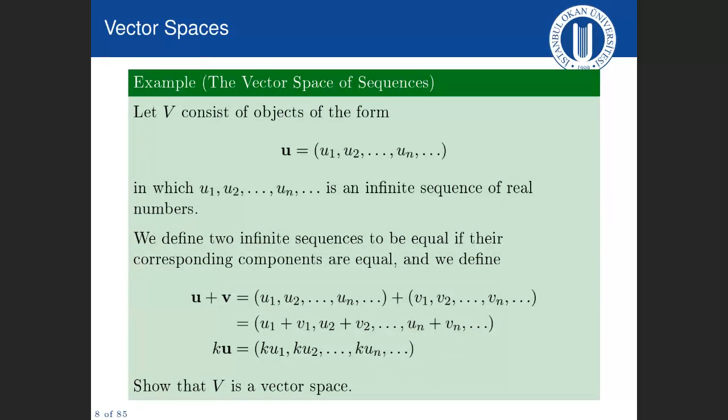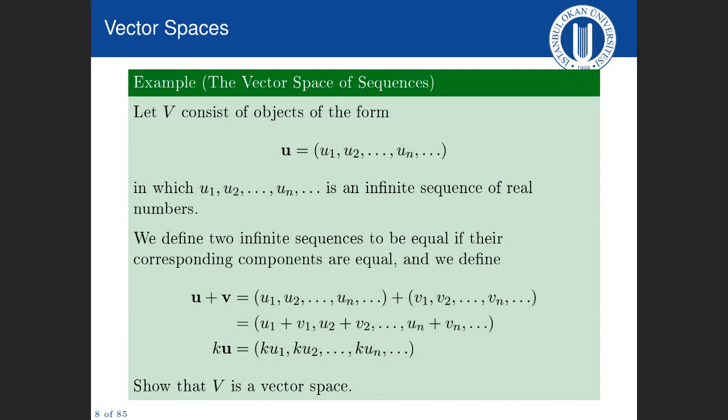We can say that 2 infinite sequences are equal if their corresponding components are equal, and we can define addition and multiplication like this. If we want to add 2 sequences together, we just take each component, say u1 and v1, and we add them together to be the new first component, and so on. Likewise, if we multiply a sequence by a number, all we're doing is multiplying each term in the sequence by that number.